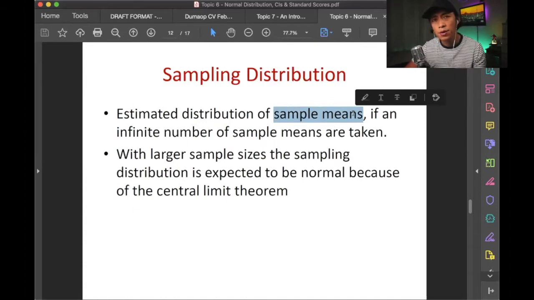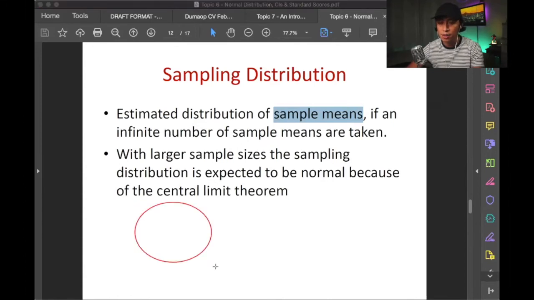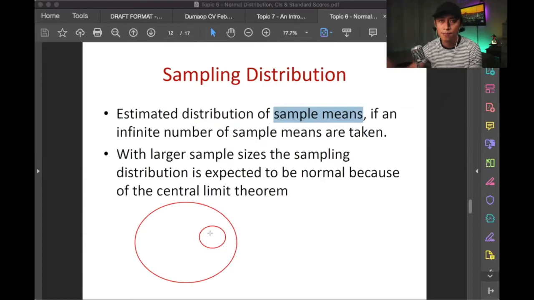So when we were talking about the normal distribution in our past discussions, all along, the distribution that we were referring to was the distribution of raw scores. But this time, we're no longer talking about the distribution of raw scores. We're talking about the distribution of sample means. So what is a sample mean? If this is your population, and from your population you take a sample and compute the average value of a given variable from this particular sample, that mean is a sample mean.